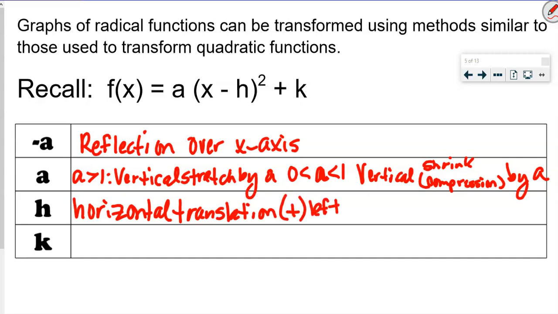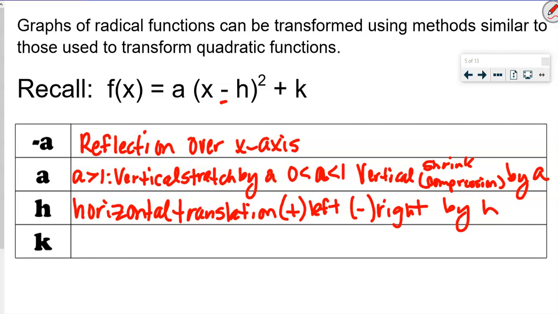Because if you look up here, look at the equation. That's a negative, right? So we're always going to change the sign. And then if it's negative, we're going to move right. And that's going to be by whatever h is. So if h is 2, it's going to move 2 left. If h is negative 2, it's going to move 2 to the right.